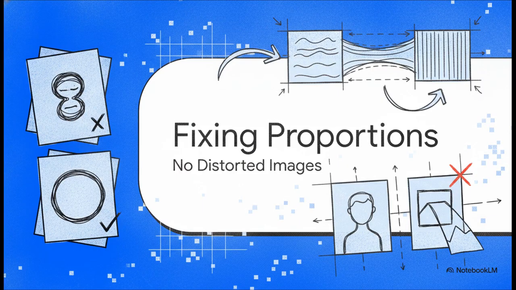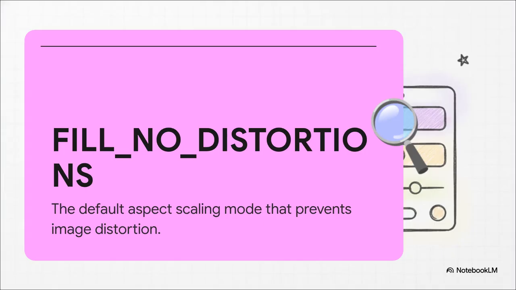Moving right along to Section 2, fixing proportions, no more distorted images. So here's the crucial point, and it's a brilliant new default setting found directly in the code, fill_no distortions. In UI design, trying to get an unstandardized, user-uploaded photo to fit perfectly inside a geometric shape without stretching it out into some weird funhouse mirror reflection is notoriously frustrating, right? If you've ever had a user complain that their profile picture makes them look alien because of a stretched aspect ratio, you know exactly what I mean.